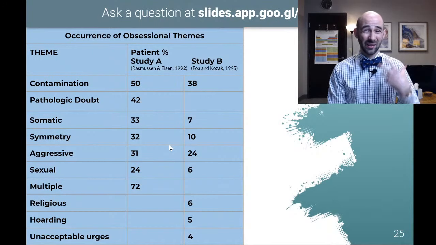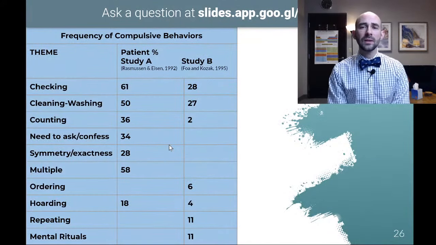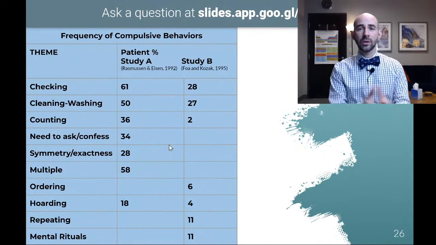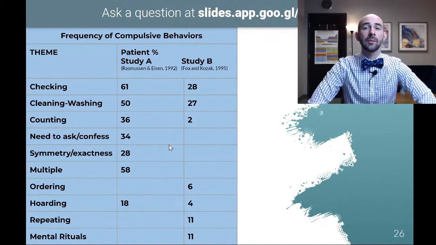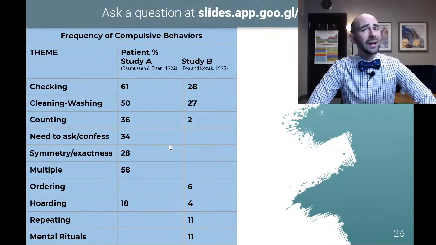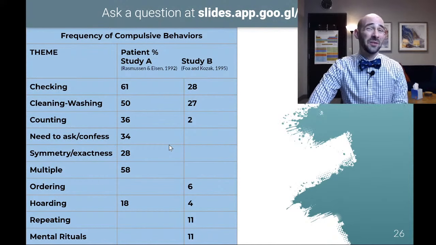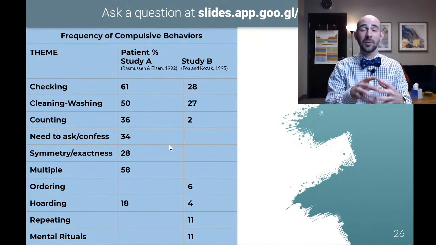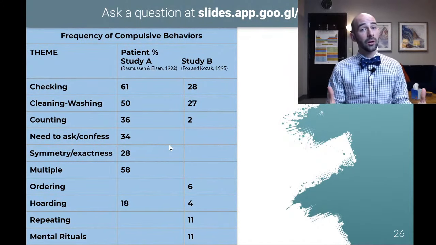Then somatic concerns, bodily concerns. And then for compulsions, the frequency of those compulsive behaviors, as you can see here, checking is very often actually the most common, but then cleaning and washing, second most common. There's a lot of other ones too. So to treat OCD effectively, we have to catch all of the different little manifestations. Now, that's not that we have to be perfectionistic or anxious or fear-based, but we just want to be thorough. That's key.